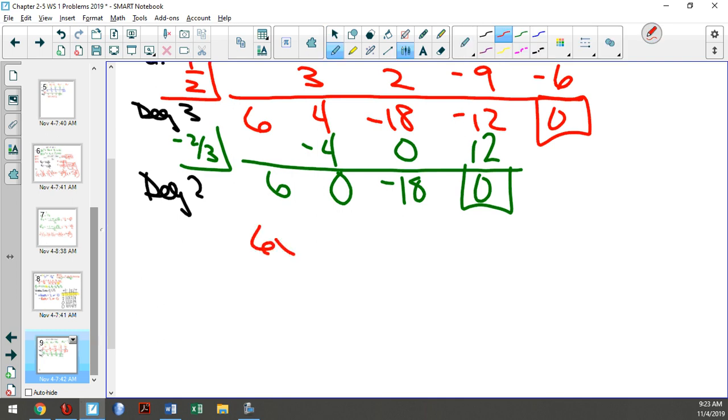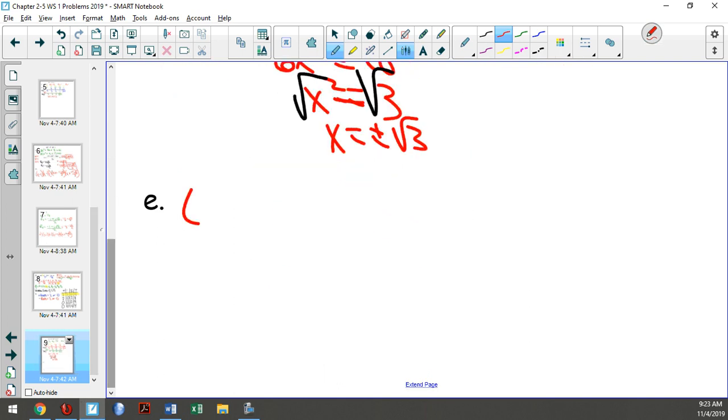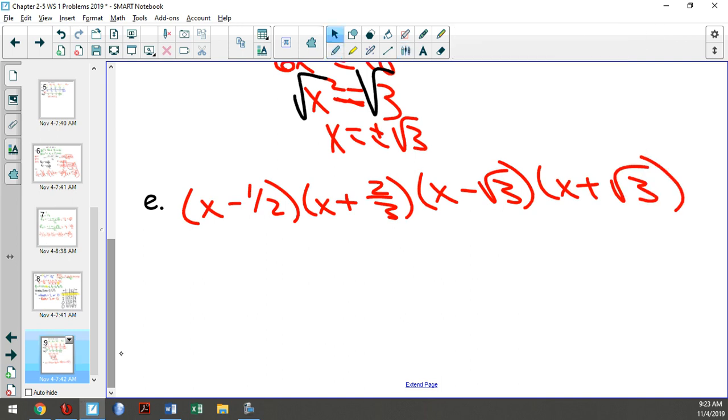Because now I have 6x squared minus 18 equals 0. 6x squared is equal to 18. X squared is equal to 3. Take the square root of both sides. x is equal to plus or minus the square root of 3. Did I just find my 2 remaining irrational? I sure did. So if I factor this, it's going to be x minus a half, x plus 2/3, x minus the square root of 3, and x plus the square root of 3. Yes? Pretty cool, right? Yeah.